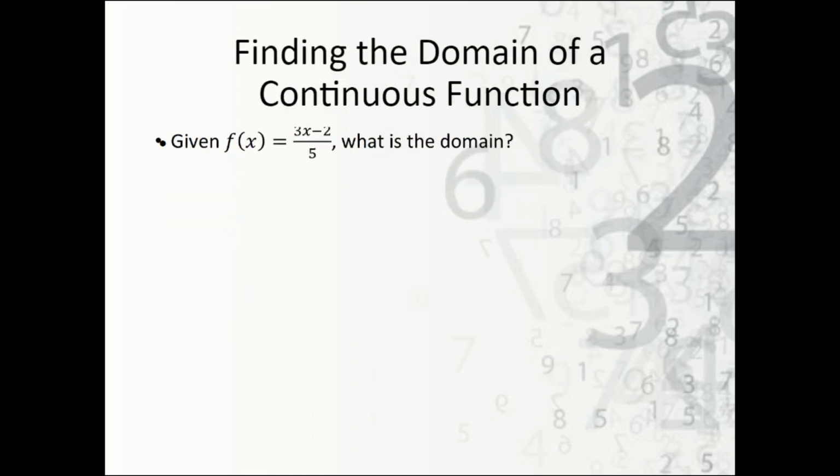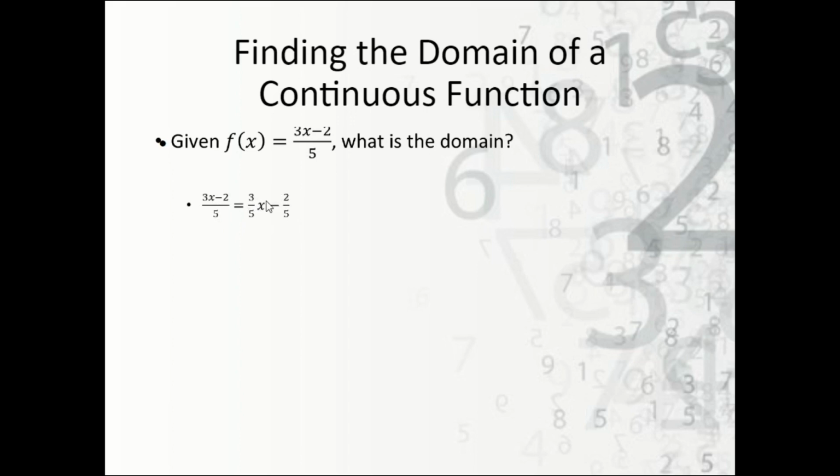So how do we find the domain of a continuous function, meaning that it doesn't have a hole or asymptote? We're given (3x - 2) over 5, and we want to know what the domain is. Well, all we're going to do is rewrite this, distributing the 5 to both terms. So it becomes 3/5 x minus 2/5.